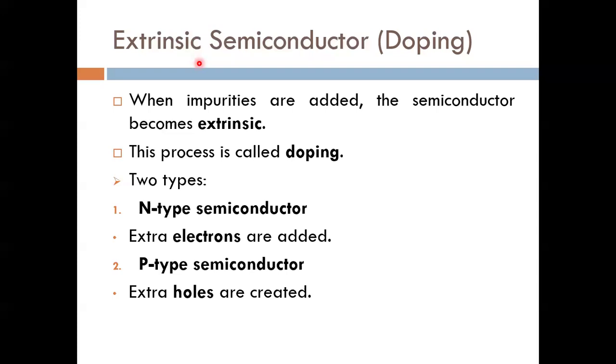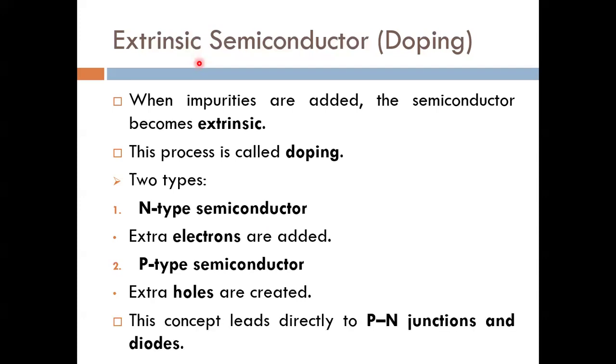This will result in p-type semiconductor. We will again see how this is being created, and this concept will lead directly to PN junctions and diodes that we will discuss. So we are concluding this introduction over here. In the coming lecture, we will continue with the doping, then how two types, N-type and P-type, are created, and then we will continue this discussion to the PN junctions and particularly diodes.